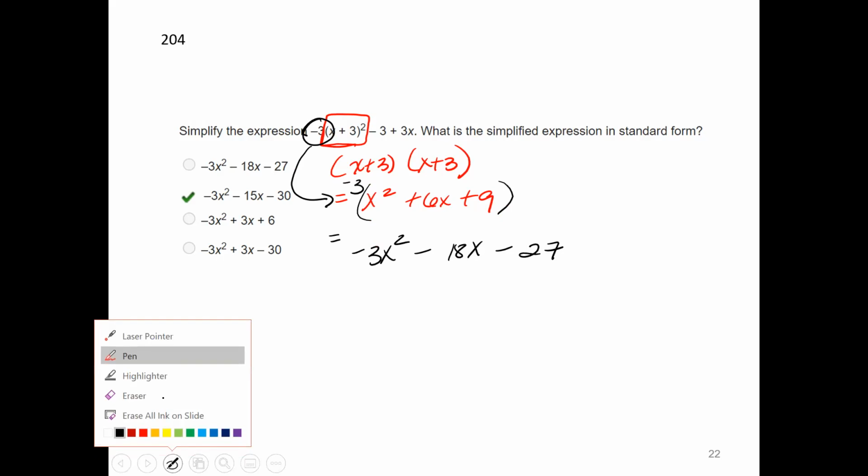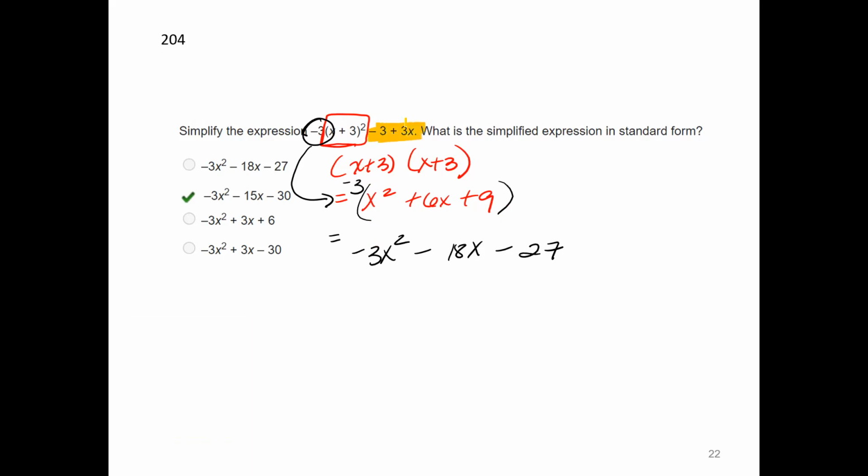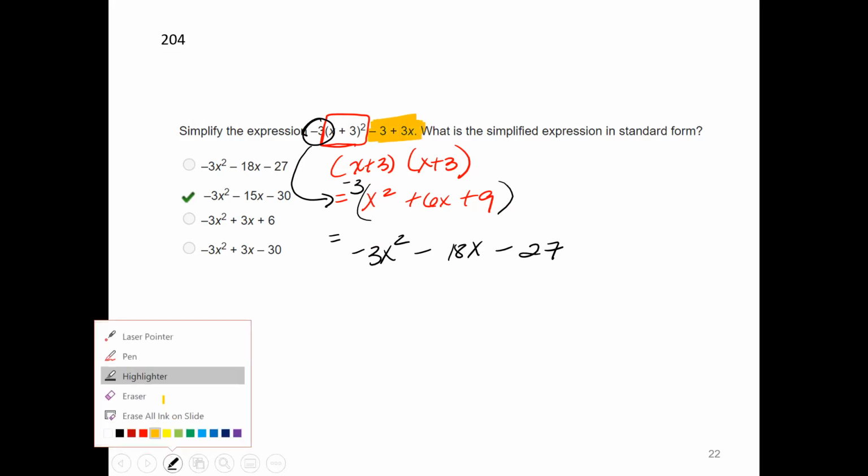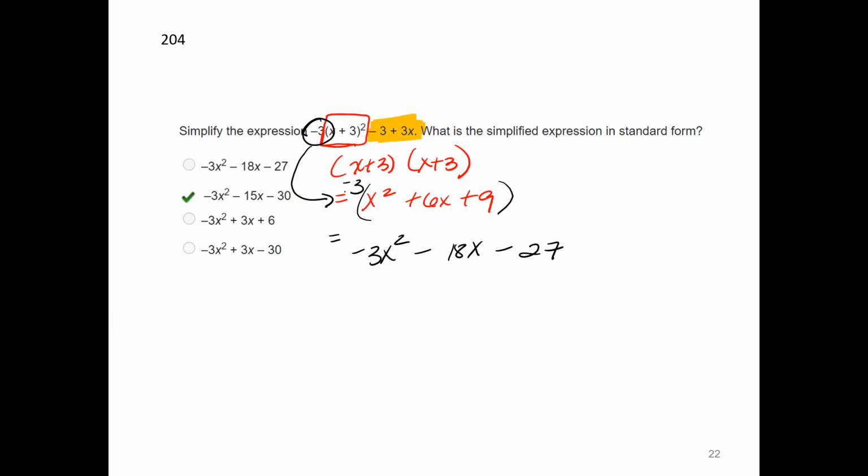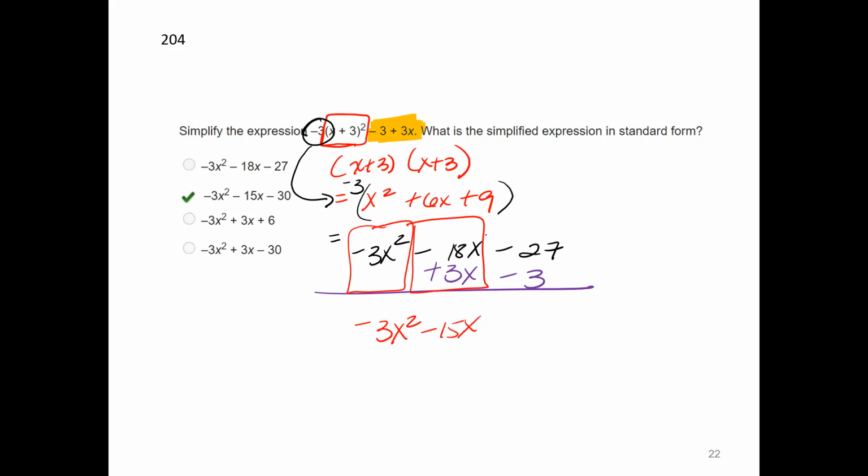So then what you do is you need to take a look at the last piece right here. I'm highlighting in orange, okay? There you have a -3. So line it up right there with the -27 plus 3x, line it up with all the x's. And then you just add them. -3x squared, no changes. -18 plus 3 is a -15. -27 minus 3 is a -30. So which one is your correct answer?